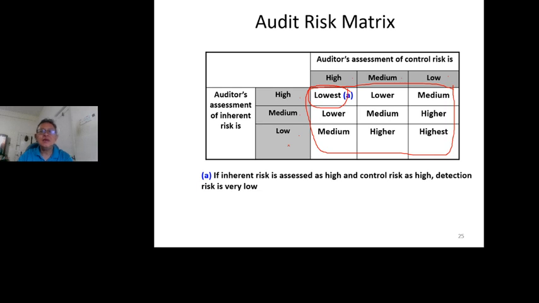However, now I give you an example of the auditor's assessment of inherent risk in a low area. For example, in payroll. In payroll, you know that inherent risk is low. Why? Because you know that it is very routine, and they're using a good system in preparing the payroll. And also the control risk is very good.